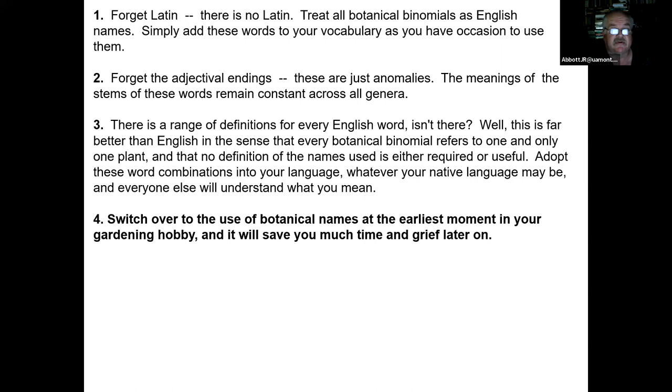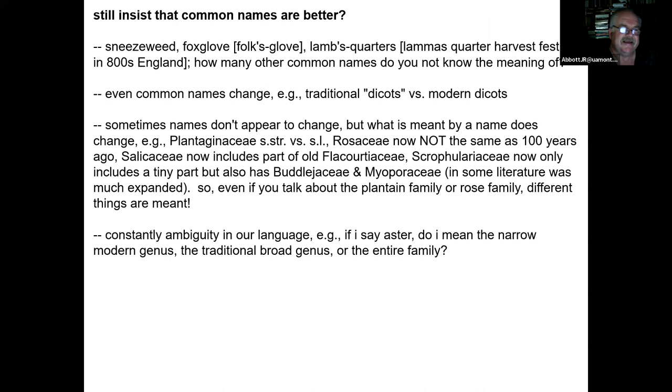And why I say that is because of people who argue with me about how common names are better. What does a sneezeweed mean? What does a foxglove mean? What is lamb's quarters? We don't know the meaning of hardly any of the common names that we use either, right?